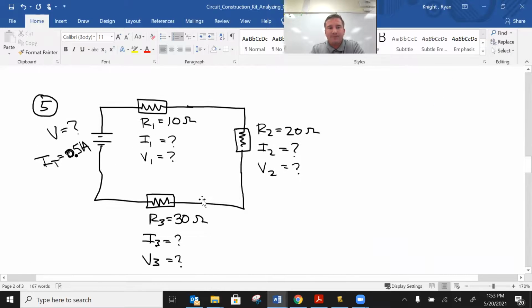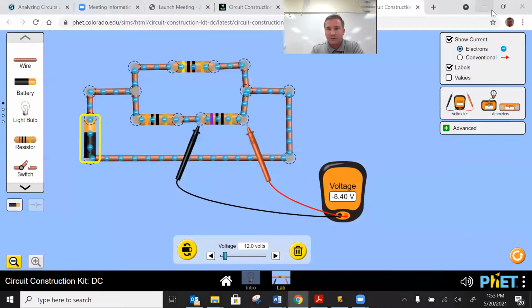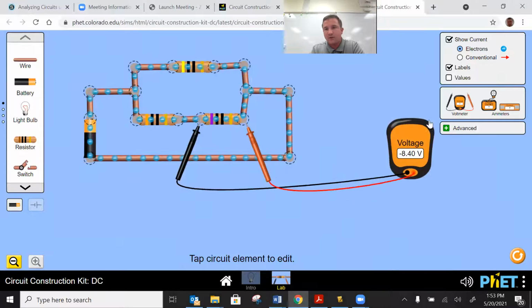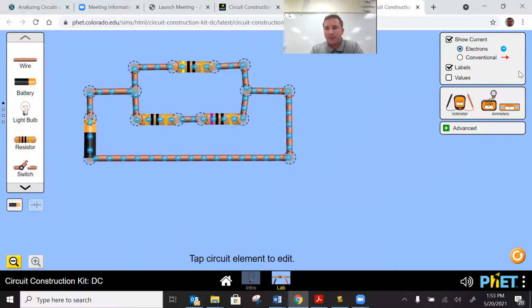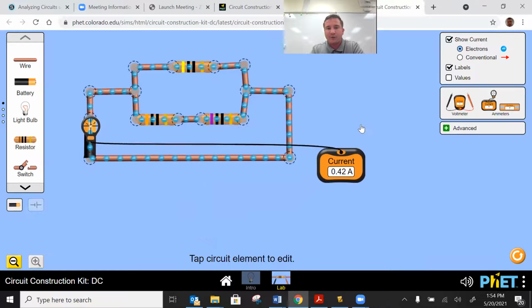Number 5 is a little bit different. Number 5 doesn't tell you what the battery voltage is, but it does tell you what the current is. The current is 0.5 amps. So in number 5, you're going to have to put the current sensor, right? So where's my current sensor? This is obviously the wrong setup, but let's say I wanted this current to be 0.5 as well. Right now the current's 0.42.